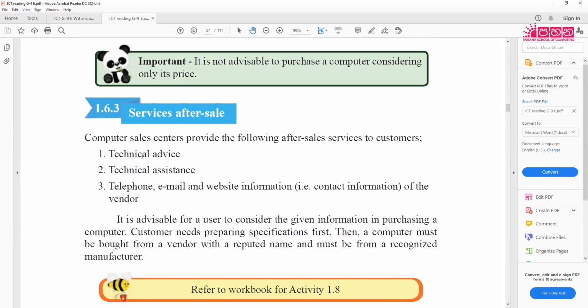Right. So there's an important message. It is not advisable to purchase a computer considering only price. Price is not the only consideration. You have to look for others as well. You have to look for warranties. You can look for technical details.